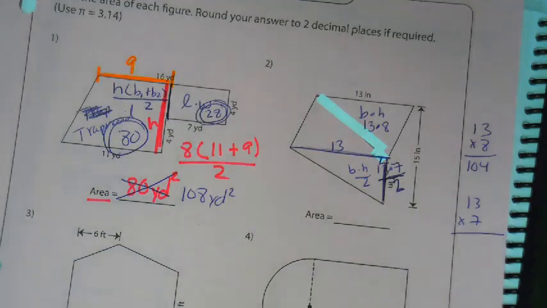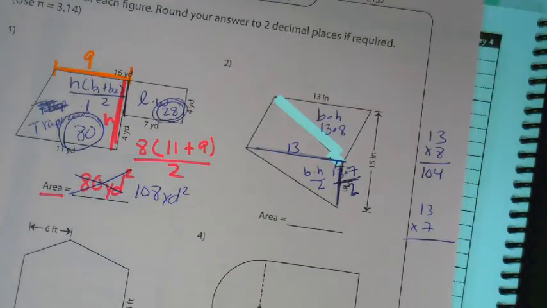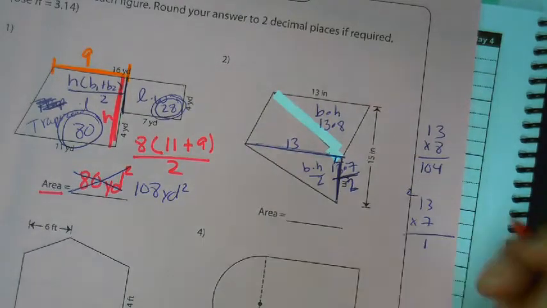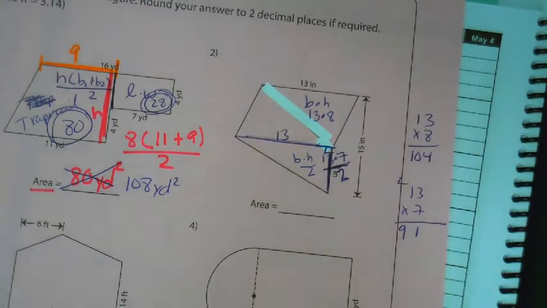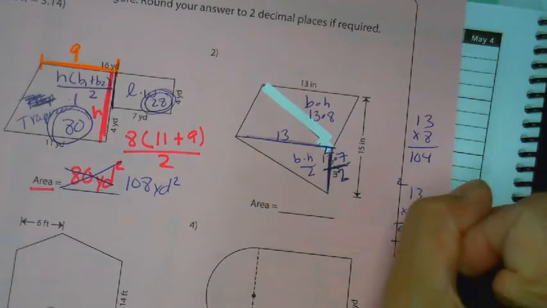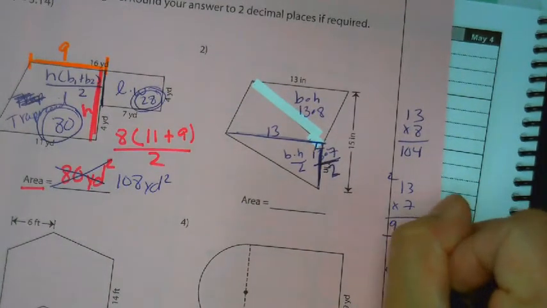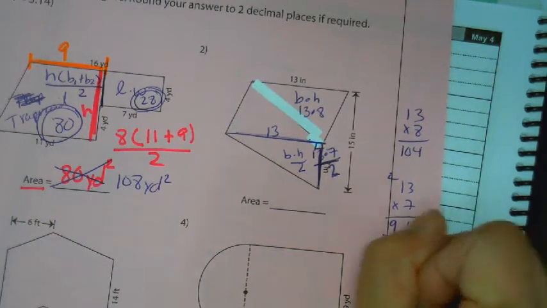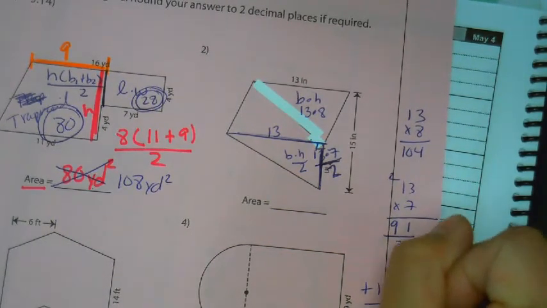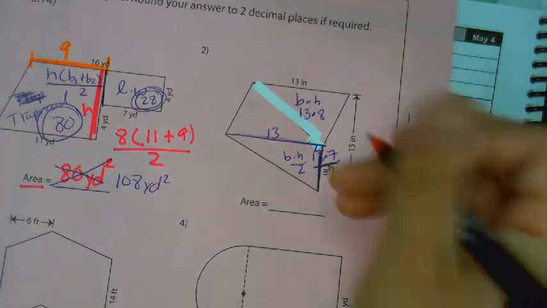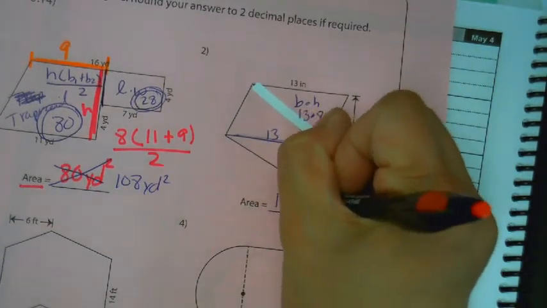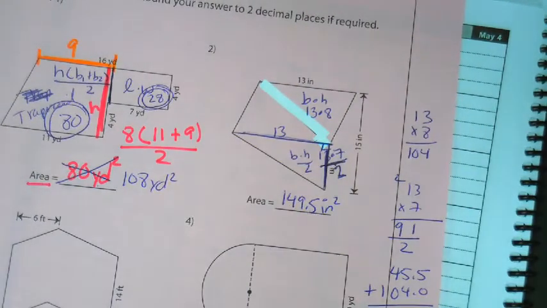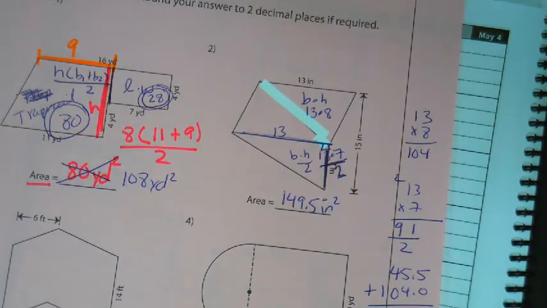All right. So what's 13 times 7? 21 carry the 2. 91. All right. Now I got to divide this by 2. 45.5 plus 104.0. 594. 149.5. 149.5 inches squared. Wow, that was interesting. Okay.